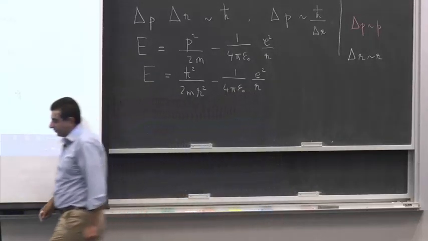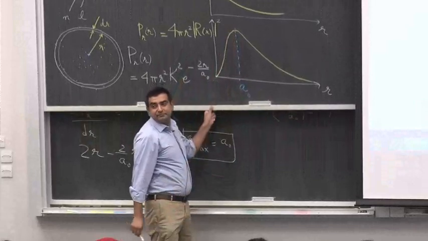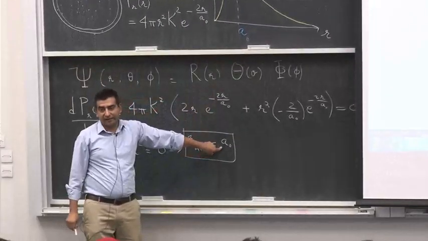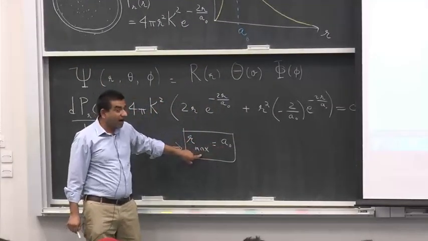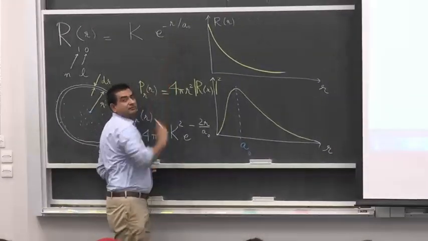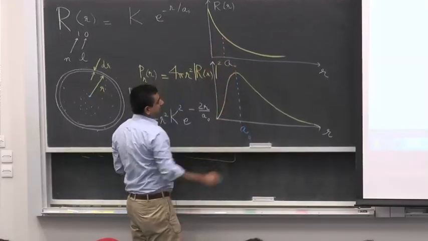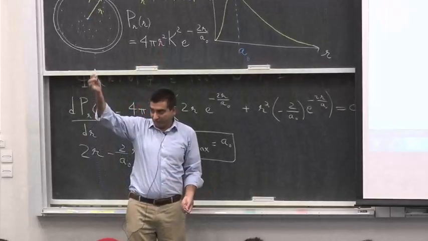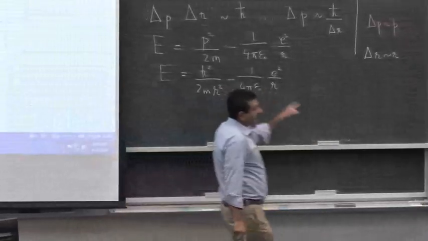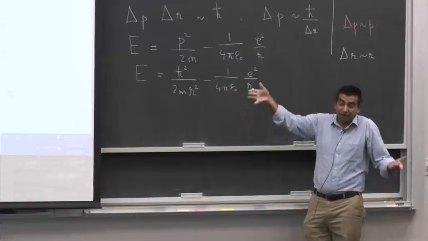In that particular calculation, we found the R that maximizes the probability density. But that did not give us the value of a naught. It just told us that R should be equal to a naught. And a naught is the factor that we put in here, which tells us about the decay of the wave function. But now we would like to find the value of a naught. So it's not arbitrary. I would like to find the derivative of this energy with respect to R.